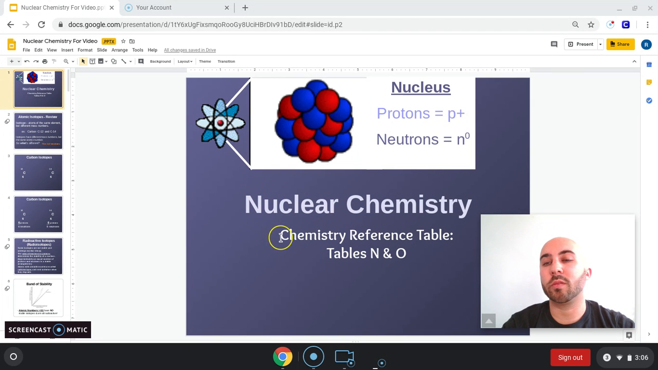So we're going to be using the reference table as always, and we'll be referring to tables N and O in order to help us understand the different facets of nuclear chemistry as we study the nucleus and the interactions between protons and neutrons. We're going to talk about the words radioactive and stability and what that all means within the greater context of nuclear chemistry. So let's get started.